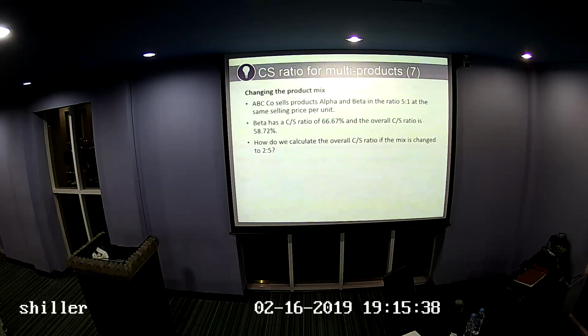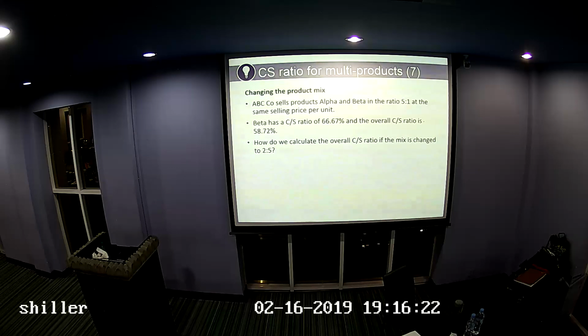Okay, now, all right. So, what happens if? Okay, another example. This company sells 2 products, alpha and beta. 5:1. They have the same selling price. The beta has a CS ratio of 66.67%. But the alpha, we don't know. But the overall CS ratio is 58.72. Now remember, what is the mix? The mix is 5:1. Because now they want to see if they change it to 2:5.